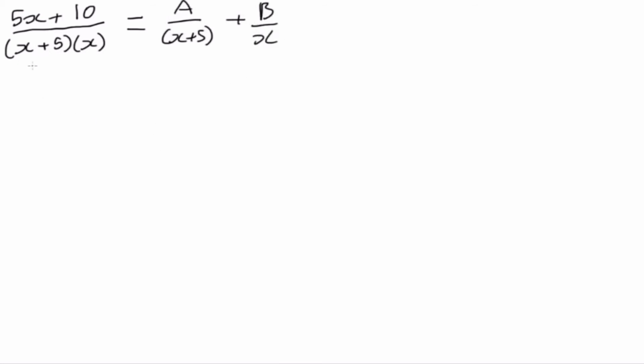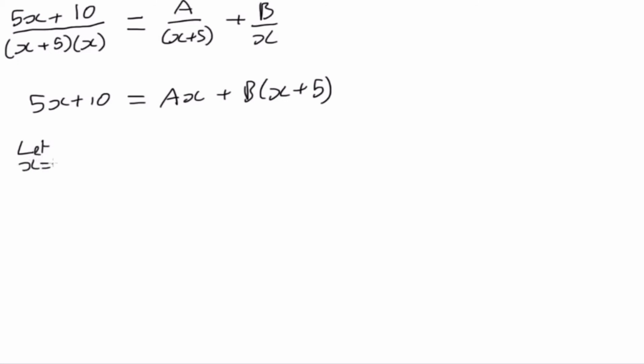Now if we multiply by (x plus 5) and x, this will leave us with 5x plus 10 equals A x plus B (x plus 5). Now we'll let x equal 0, or we could do minus 5 to start off. I'm going to do 0 because it normally makes it a lot easier. This means 5 times 0 is 0, so 10 equals A times 0, which is 0, plus B times (0 plus 5), which is 5B.